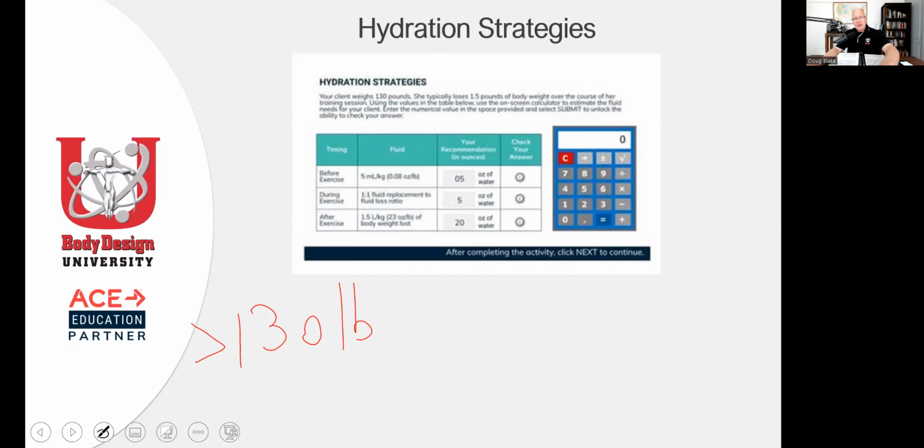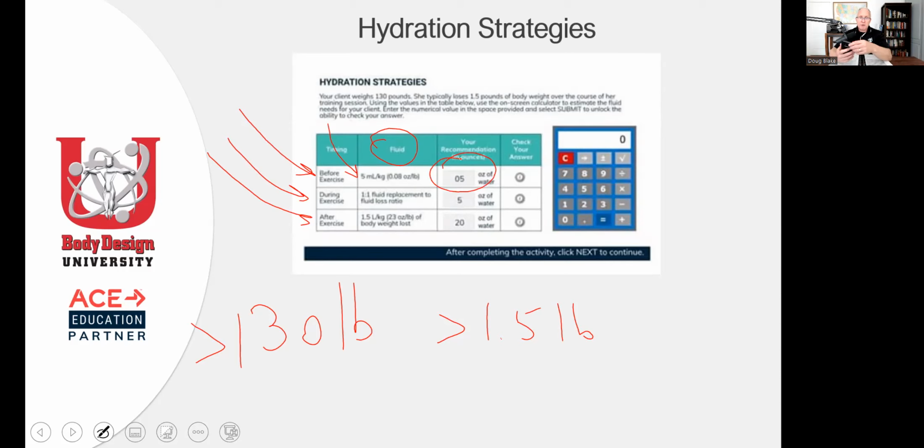130 pounds, and the individual loses 1.5 pounds. Now, again, they could give this to you in kilograms, but they give it to you in pounds. Not a big deal, because remember, they're giving you the data that you need, right? They're giving you the before, during, and after. And then I believe they've given you this data. So the data is 5 milliliters per kilogram. We don't need that because it just told you, that gave you the conversion factor. It's 0.08 ounces per pound. So the question is what is your recommendation? That's the part you're filling in.